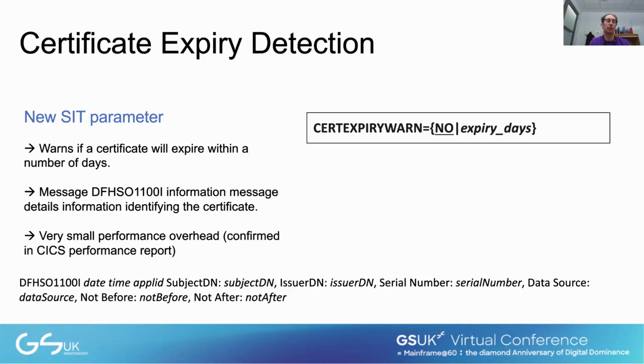If you want it on, you can set the number of days away from expiry that we will warn you. And we will then give you a warning if we find a certificate that's about to expire within the specified number of days. So you get a new message, FHSO 1100, which gives you details of the particular certificate. You just get that once, and there's an example of the message at the bottom.